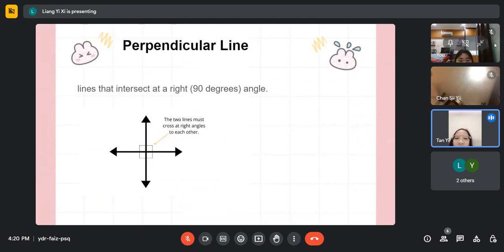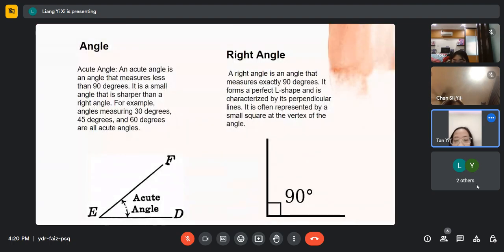Now I'm going to talk about perpendicular lines. These are lines that intersect at right angles, basically 90 degrees. Next, angles. I'm going to talk about 4 different types of angles.